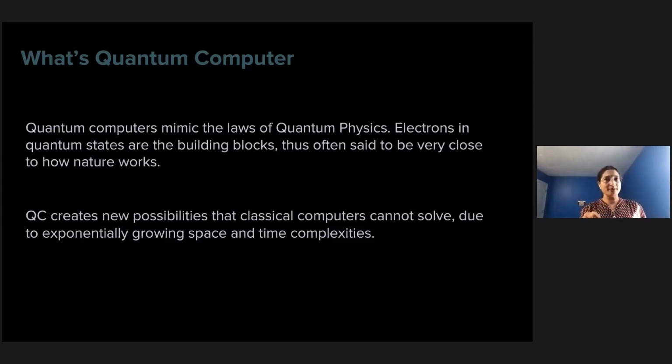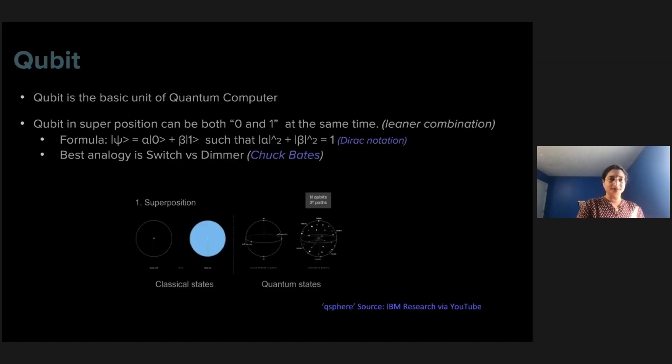And because quantum computers, the hardware essentially, are created by keeping the electrons in superposition, they can create possibilities that normal classical computers may not be able to create. Particularly, quantum computers are good at problems that involve space and time complexities. We will see more about this space and time complexity later. But before that, the fundamental unit. We all know in classical systems, the fundamental unit is a bit, which could be 0 or 1.